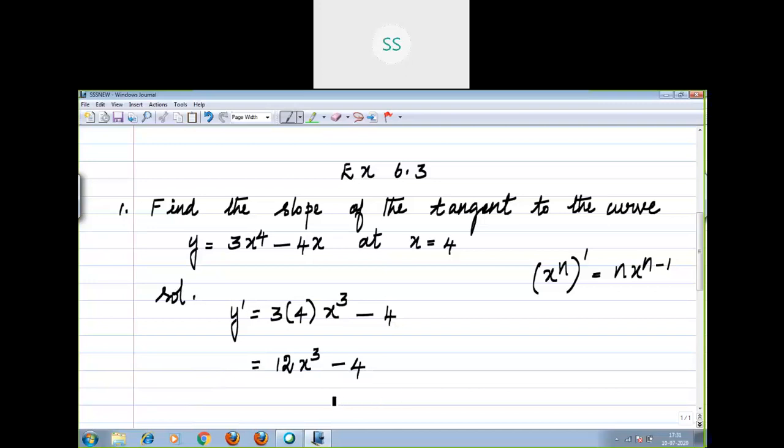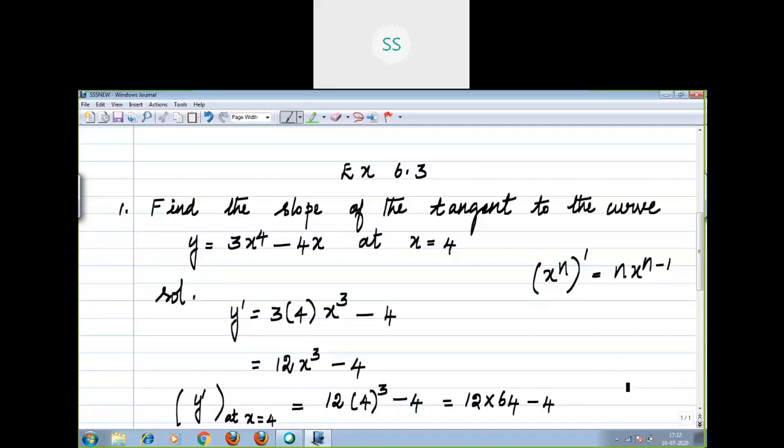Here x value is given as what? x is equal to 4. x is given as 4. So, y dash at x is equal to 4. y dash is nothing but, I said, slope of the tangent, right? So 12 into x should be replaced by 4. 12 into 4 cube minus 4, which is equal to 12 into 64 minus 4.